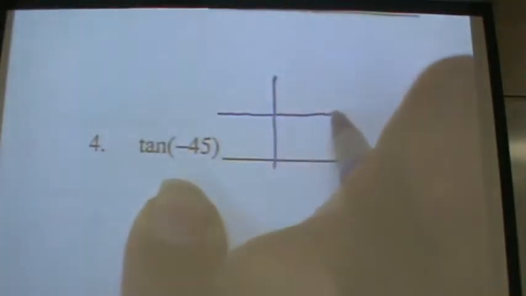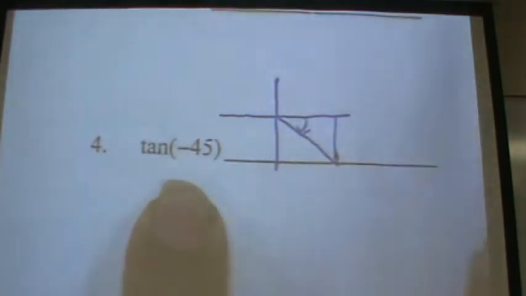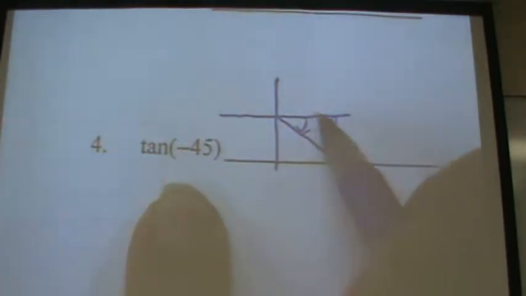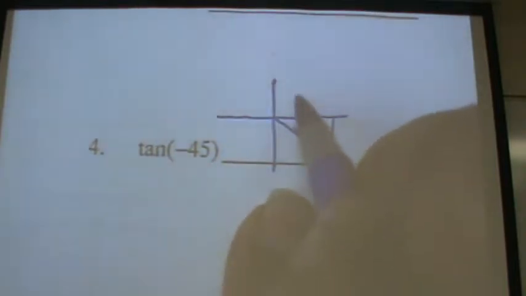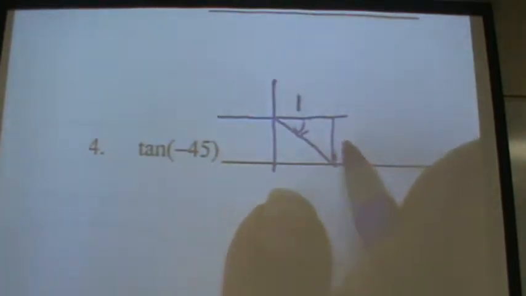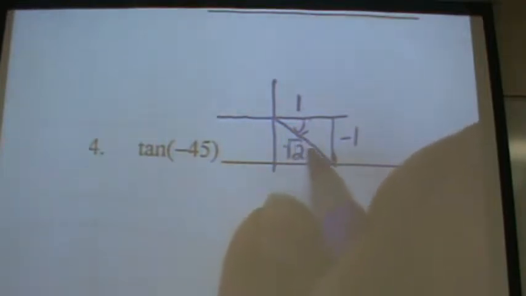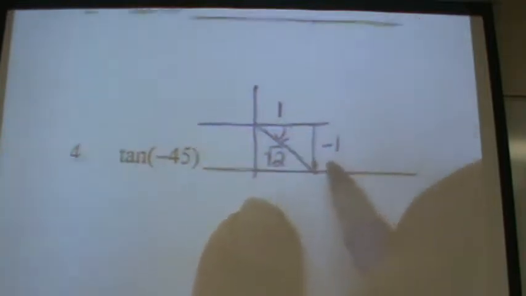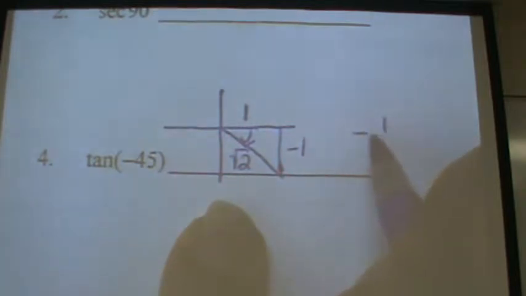Where is -45 degrees? In the 4th quadrant. So here's -45 degrees. Can you name these two sides? 1 and 1. Not negative 1 and 1, but 1 and negative 1. Square root 2. So what's the tangent of this angle? Negative 1 over 1, or -1. Opposite over adjacent.